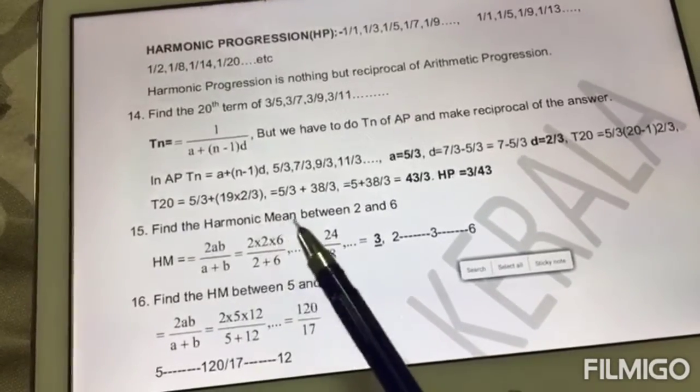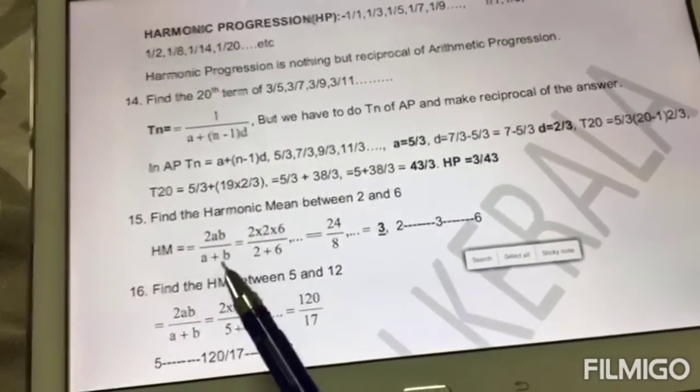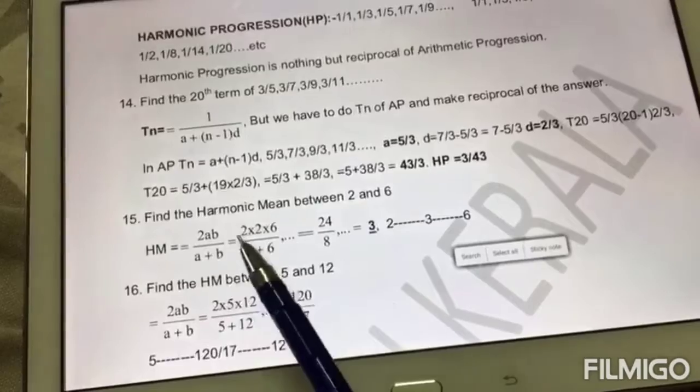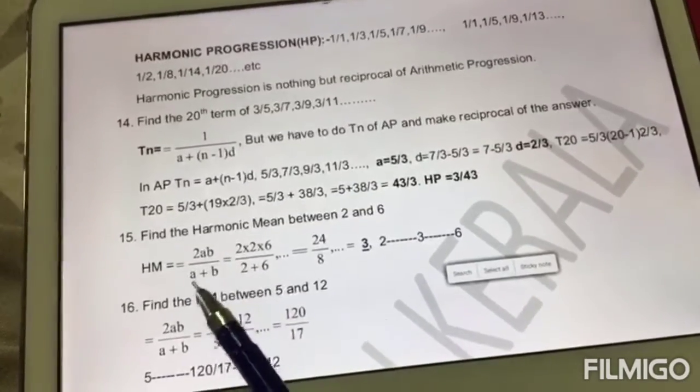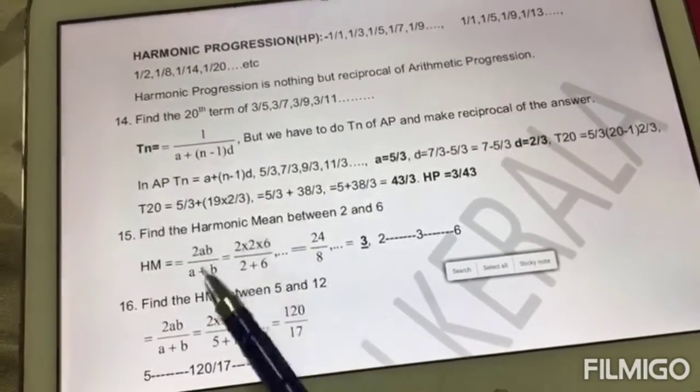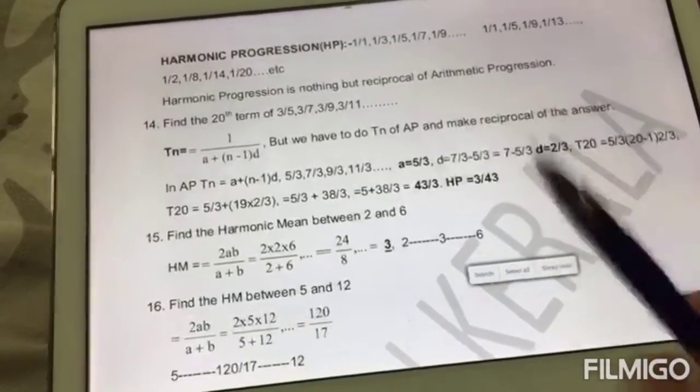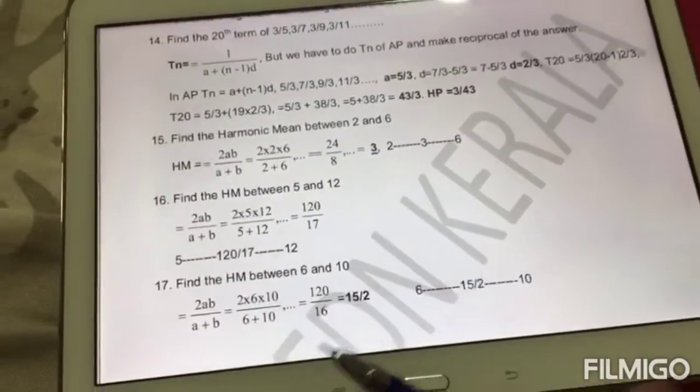Similarly, find the harmonic mean between 2 and 6. For that, you have to follow this formula: 2AB divided by A plus B, where A is 2 and B is 6. 16th is also similar, 17th is also similar.